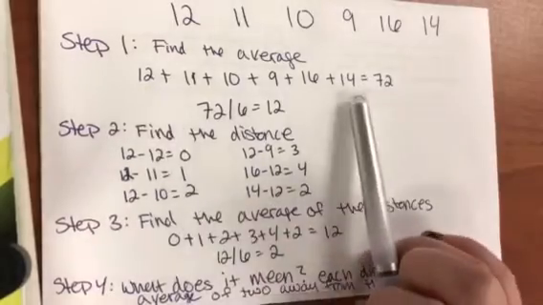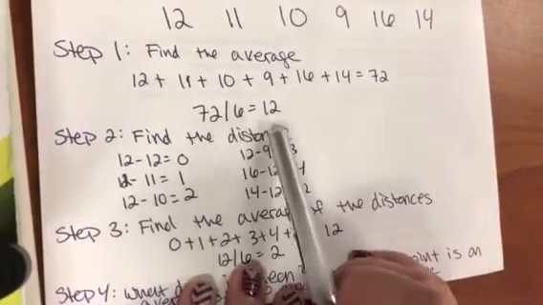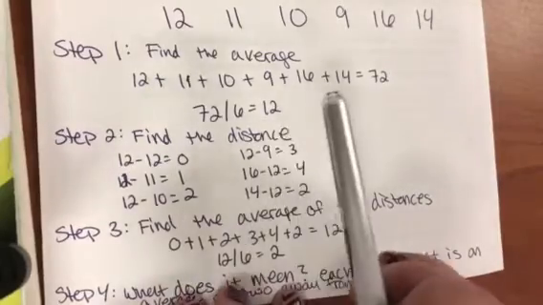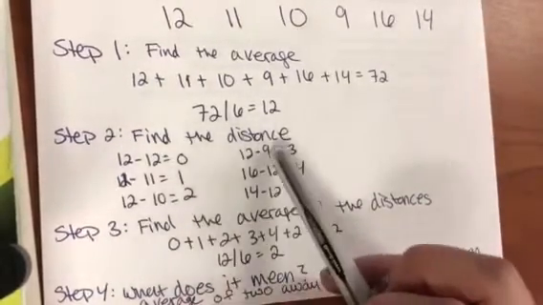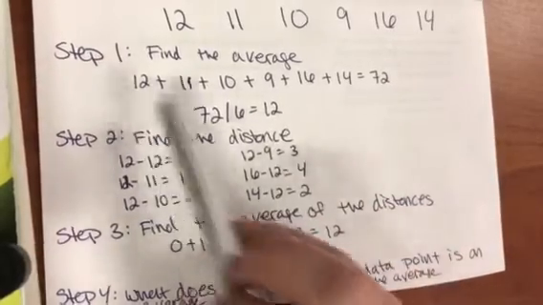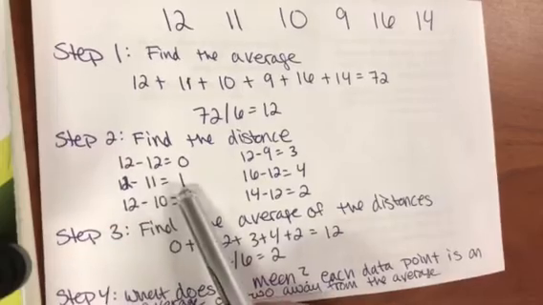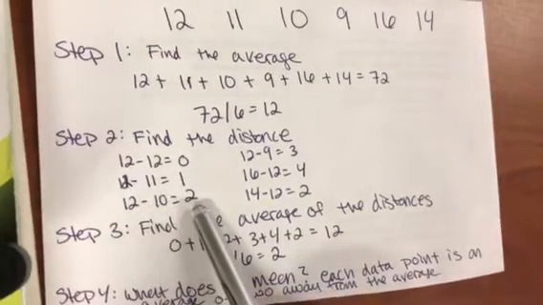I'm going to add up all their ages, 72, and divide it by the number we have. So 72 divided by 6 is 12. That was easy. So now I'm going to find the distance of each of these numbers from 12. Well, 12 minus 12 is 0. 12 minus 11 is 1. 12 minus 10 is 2.